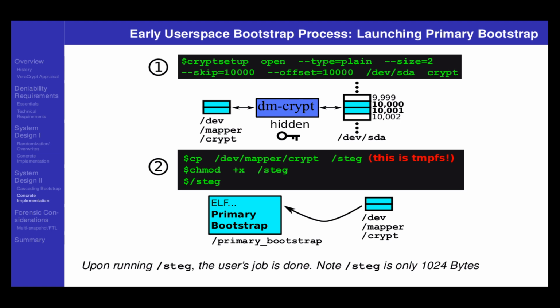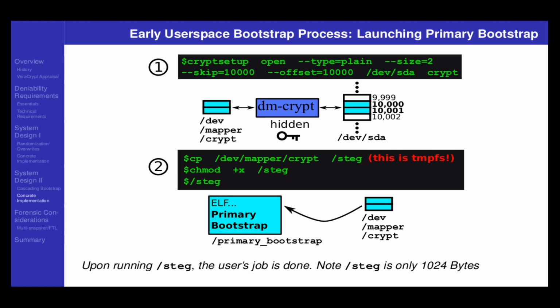And so the human sets up that crypto mapping for 2 sectors. So for example, /dev/mapper/crypt, and copies over those 2 sectors to tmpfs. Makes those 2 sectors executable, and then runs the 2 sectors. And at that point, they're done.